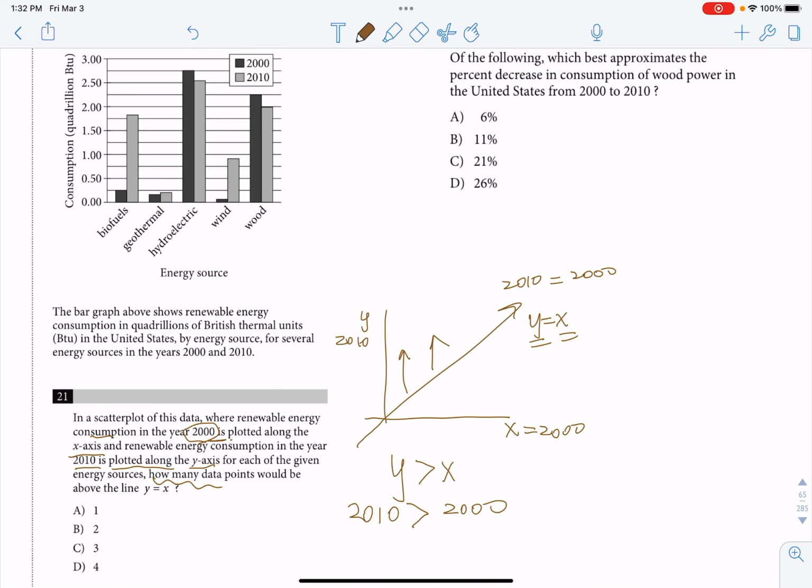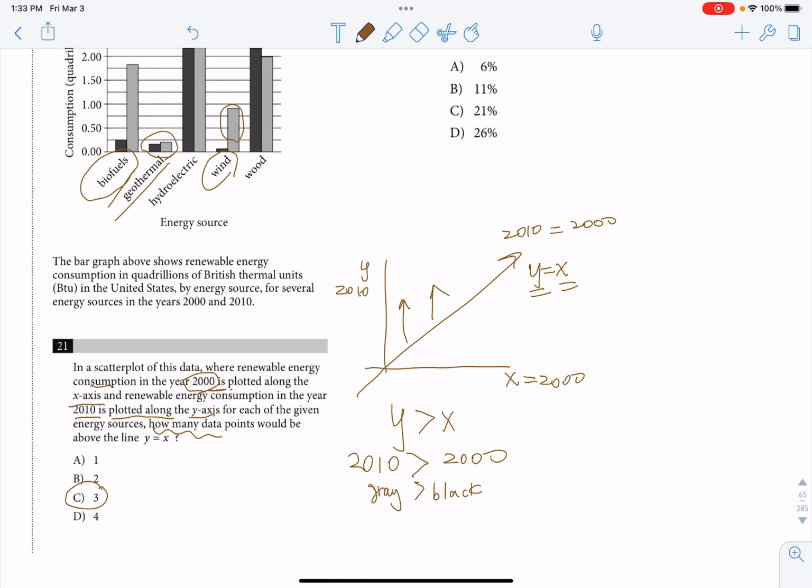Look at the data here. 2010 will be the gray one and 2000 will be the black one. How many gray ones are greater than the black ones? Gray is greater than black for biofuels, a little bit greater for geothermal, and wind has gray bigger than black, so it will be 3 of them.